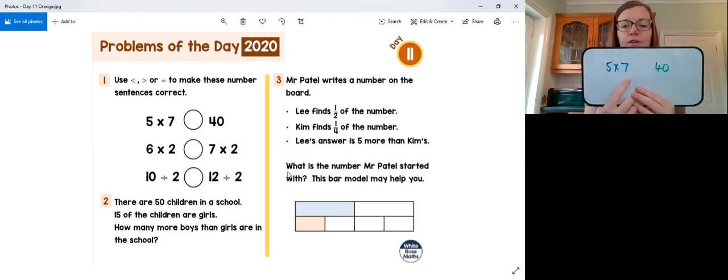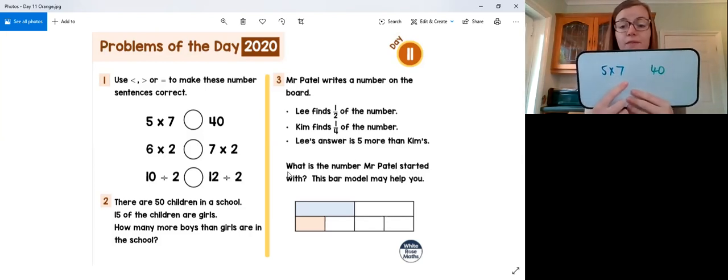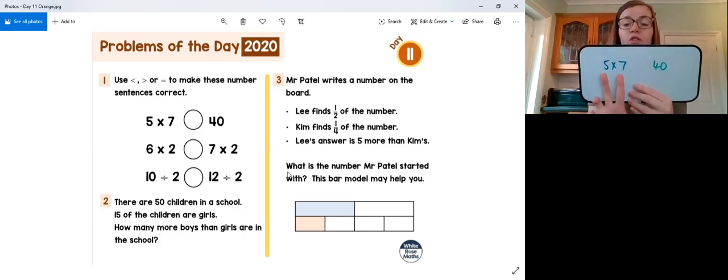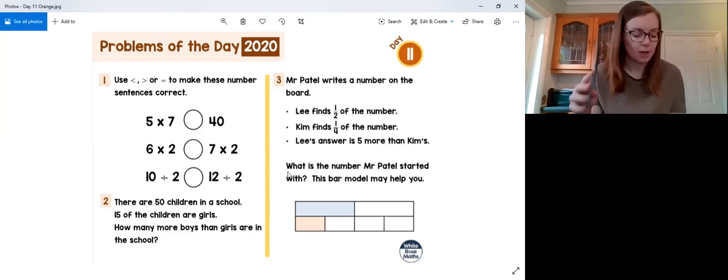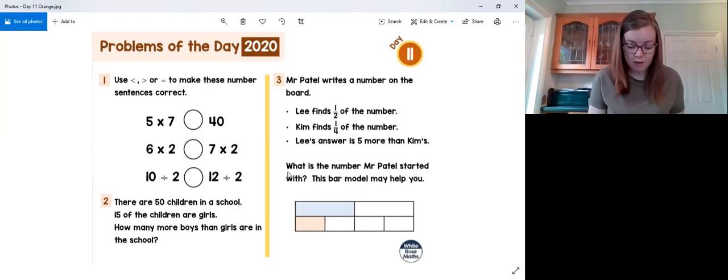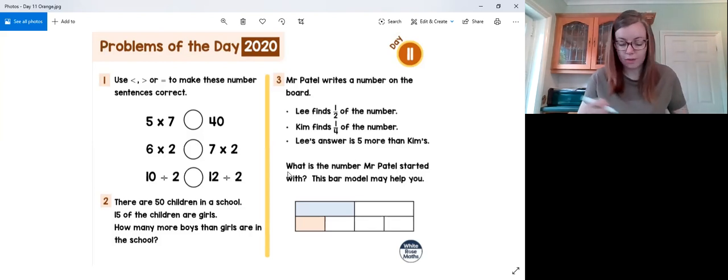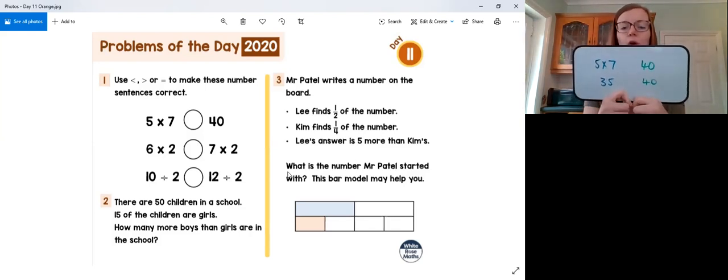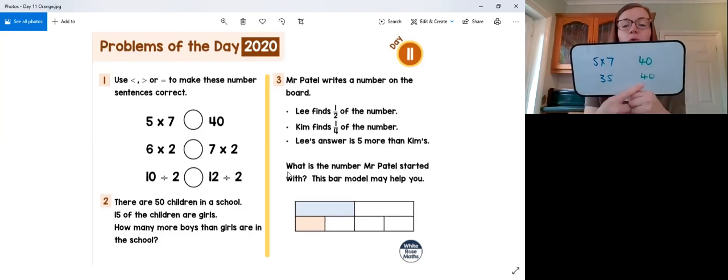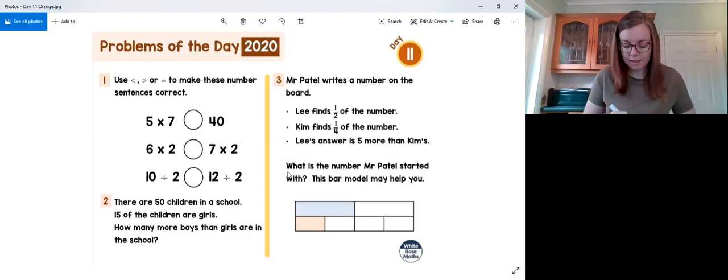So 5 times 7, some of you might be thinking, I'm not very confident with my 7 times tables. But remember, we can always switch round the multiplication. And you could do 7 times 5. And I know that most of you are confident with your 5 times tables. If you do 7 times 5, you will reach the conclusion that it is equal to 35. So straight away we know the equal sign can't belong in here because 35 and 40 are not the same. We know that 35 is smaller than 40. So we need to use the less than sign.